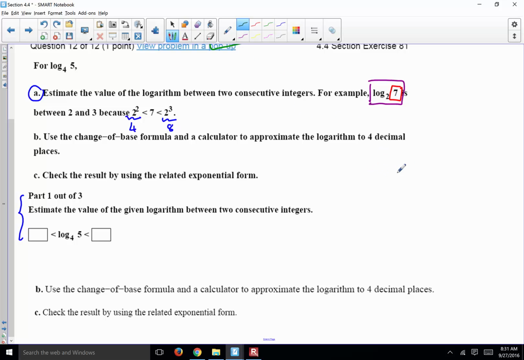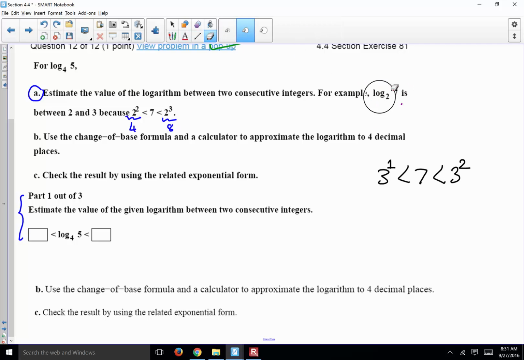Again, they said they used here 7 is between 2 cubed, but I could have said this. 7 is between 3 squared and 3 to the first. 3 to the first is 3. 3 squared is 9. 7 is between 3 and 9. Why did they go with 2 squared and 2 cubed, but not 3 to the 1 and 3 to the 2? Yes, because the logarithm we're supposed to compute to get out of this island has base 2.